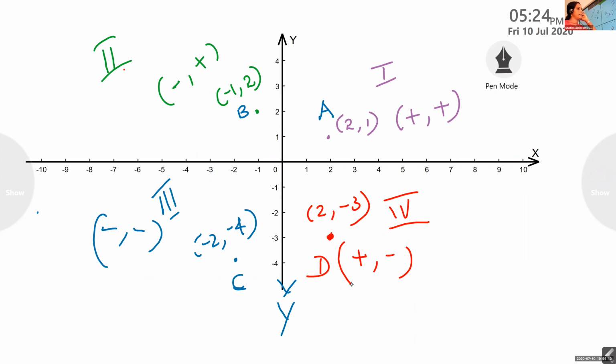First quadrant, ordered pair, sign of the coordinates. What is the first quadrant's coordinate sign? Positive and positive. And second quadrant, negative and positive. Only one person is telling the answer.